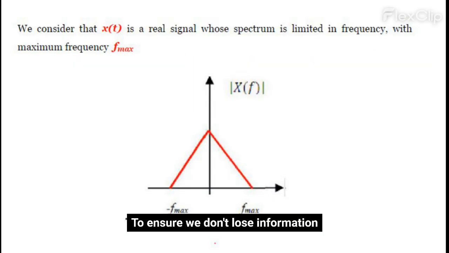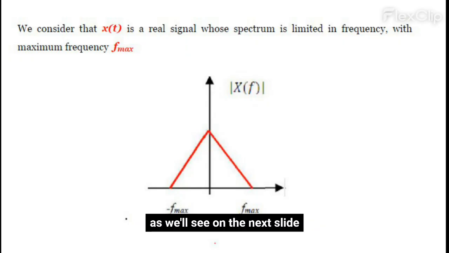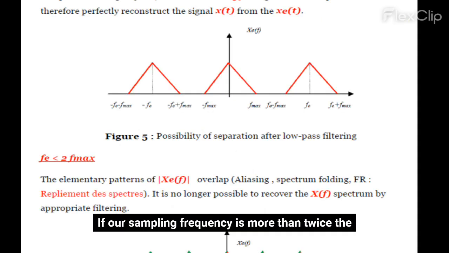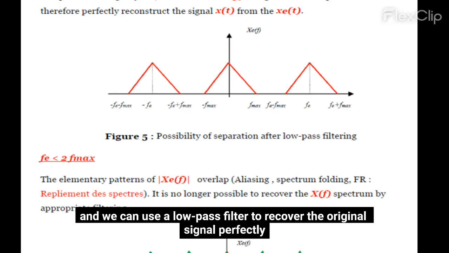To ensure we don't lose information, we look to Shannon's sampling theorem. Imagine a signal that is band-limited, meaning its highest frequency component is fmax. To reconstruct this signal perfectly from its samples, we need to choose our sampling rate very carefully, as we'll see on the next slide. If our sampling frequency is more than twice the maximum frequency, the Nyquist rate, the spectral copies remain separate, and we can use a low-pass filter to recover the original signal perfectly.